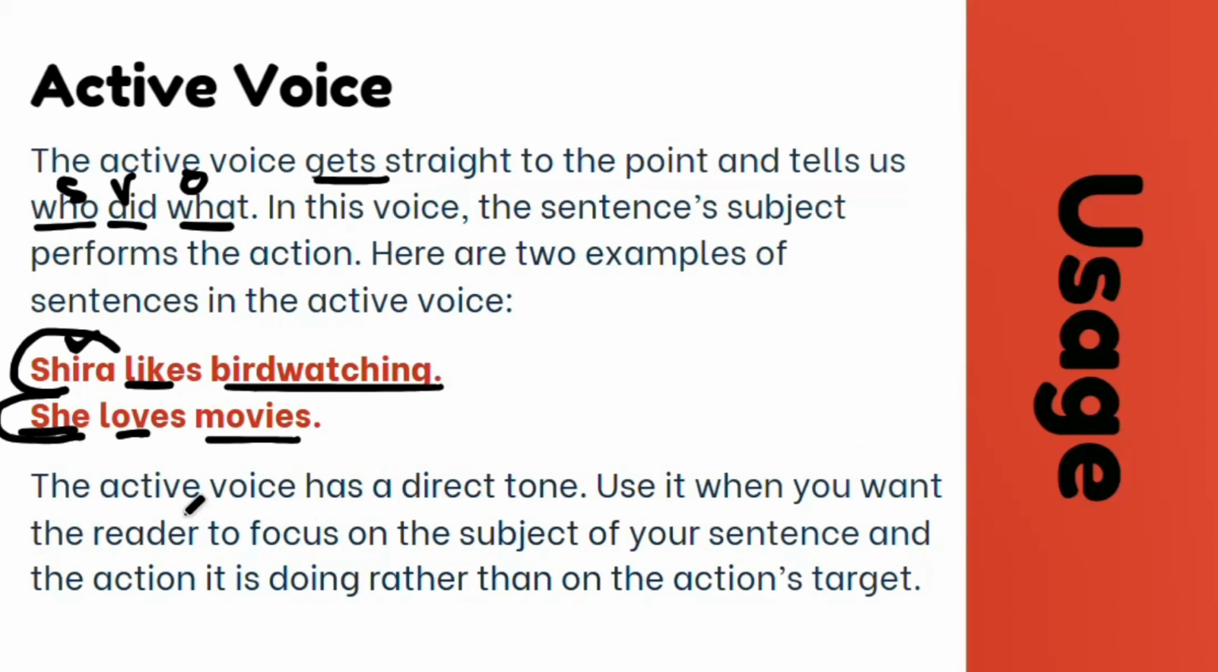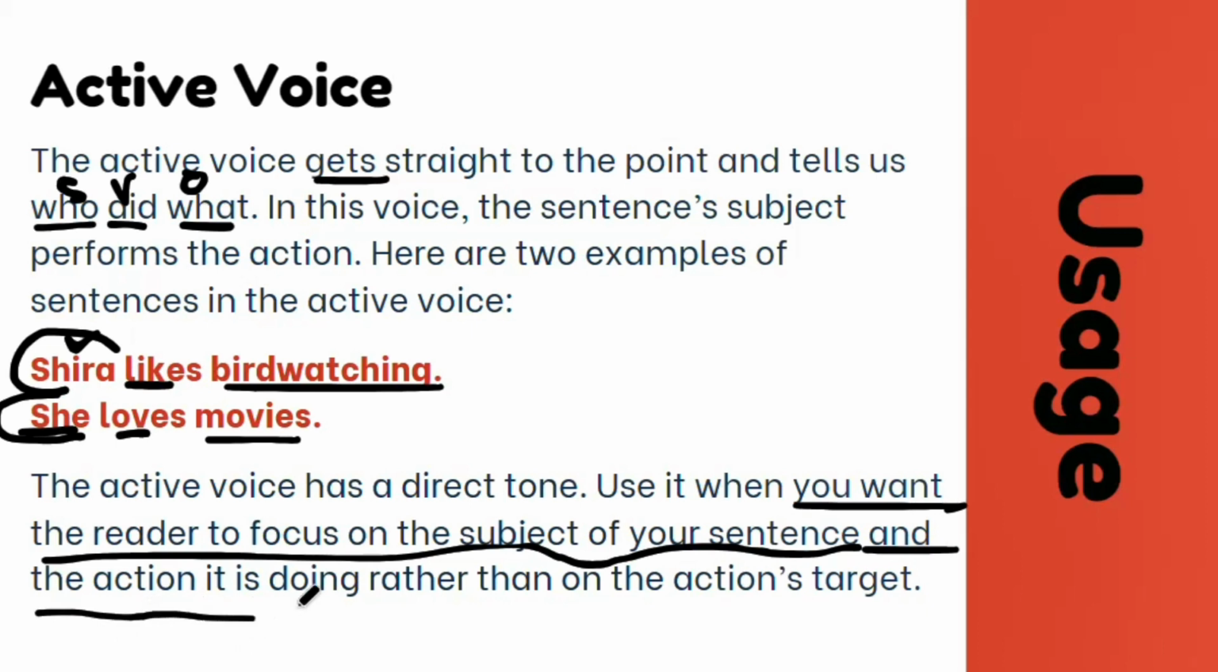You can use active voice when you want the reader to focus on the subject of your sentence and the action it is doing rather than on the action's target, right? So in both of these sentences, who is important? Shara, and the verb that she's doing. Shara likes bird watching. She loves movies, right? So our subject and the verb that she does are important. That's why we are using active voice here.